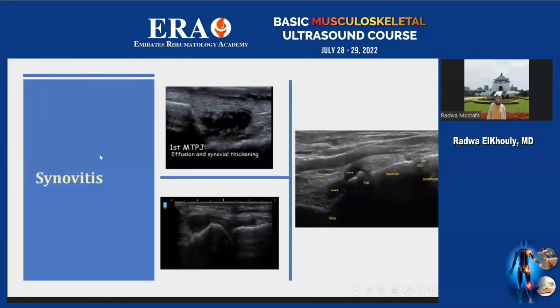I will show some views of synovitis. Here is the first metatarsophalangeal joint. We don't see the synovial recess except that it's distended and full of fluid and synovial hypertrophy, which appears hypoechoic or anechoic. This is the first metatarsal, and this is the synovitis extending. And here is the talonavicular joint, with talonavicular synovitis.